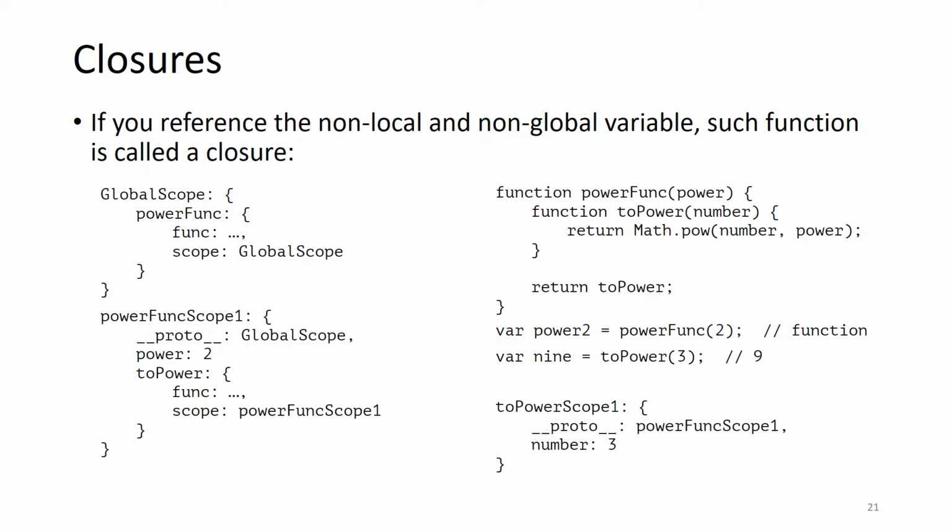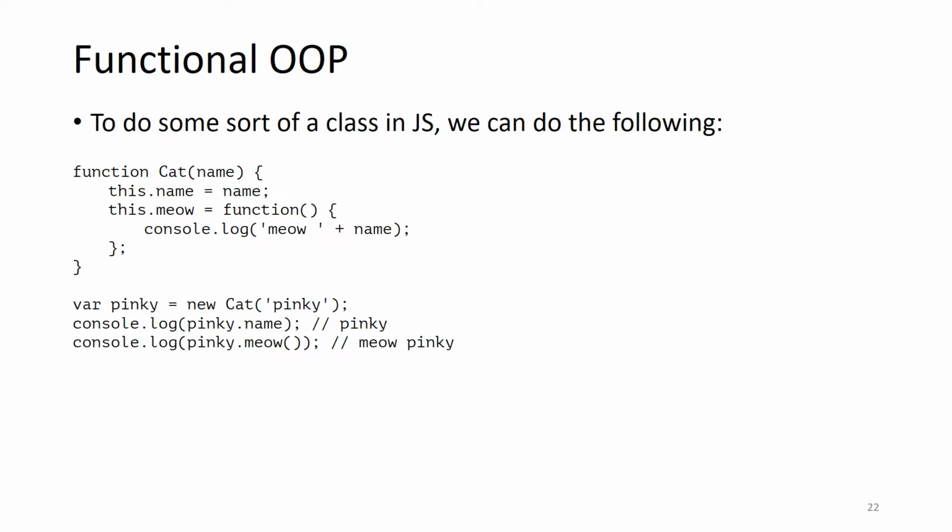Now the most disgusting part of all of this is functional object-oriented programming. If we want to write classes, we actually can do it. What we do is we do it via functions.